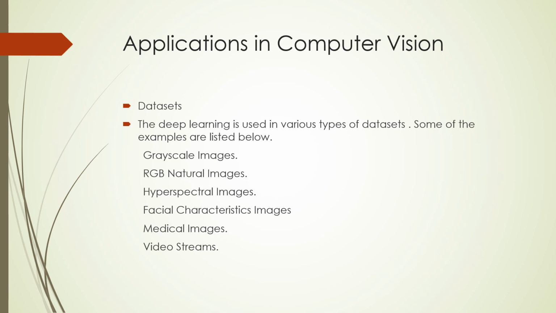Next come the data sets. Due to the various kinds of data sets that are available in social media, they have a very wide range of uses in deep learning, like grayscale images or RGB natural images, hyperspectral images, facial characteristic images, medical images, and video streams, and all these have very good applications of deep learning. And CNN proves to be one of the most used techniques for all these applications.